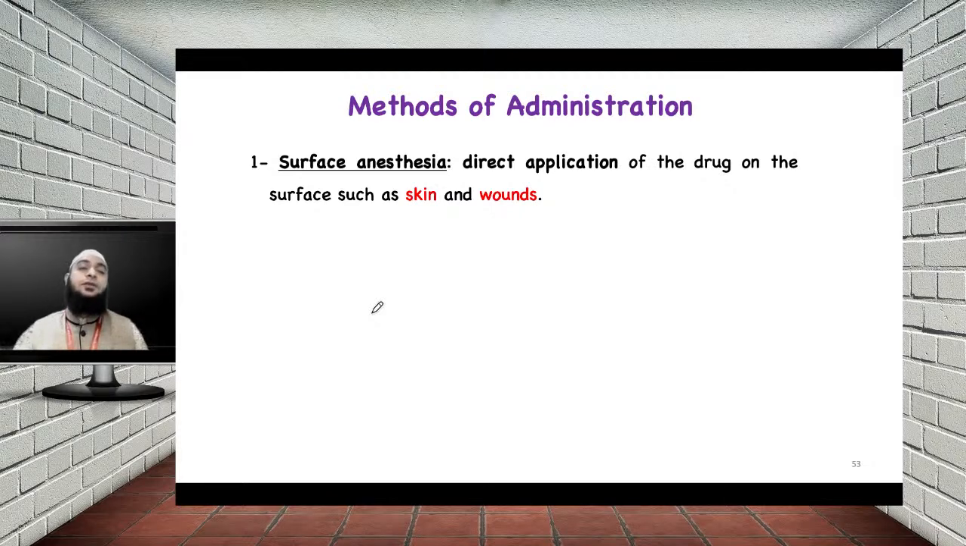Okay, so the first is surface anesthesia, and the name itself indicates that in surface anesthesia, there is direct application of the drug on a surface such as the skin or a wound. So on the skin or the wound you are applying the anesthetic agent, so there is no pain, and if the wound is bigger, you can do the stitching as well. This is simply done using a cream or ointment of the anesthetic drug. So that is called surface anesthesia.